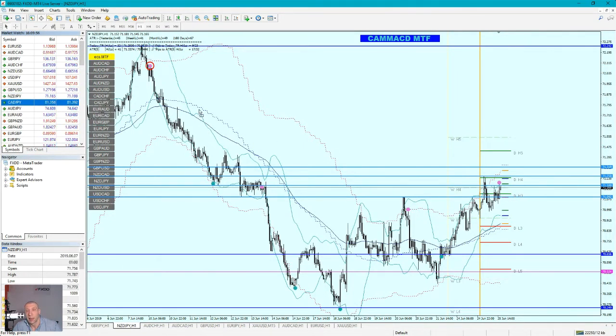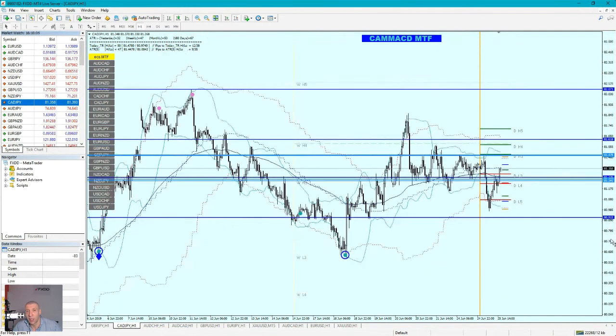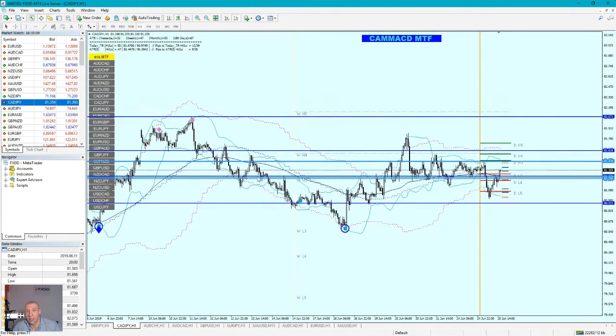CAD yen is one of the pairs that is a bit rangy. If you actually just squeeze the chart, you will see that there is some range going on between these two, daily resistance and daily support. So it's not interesting to trade.